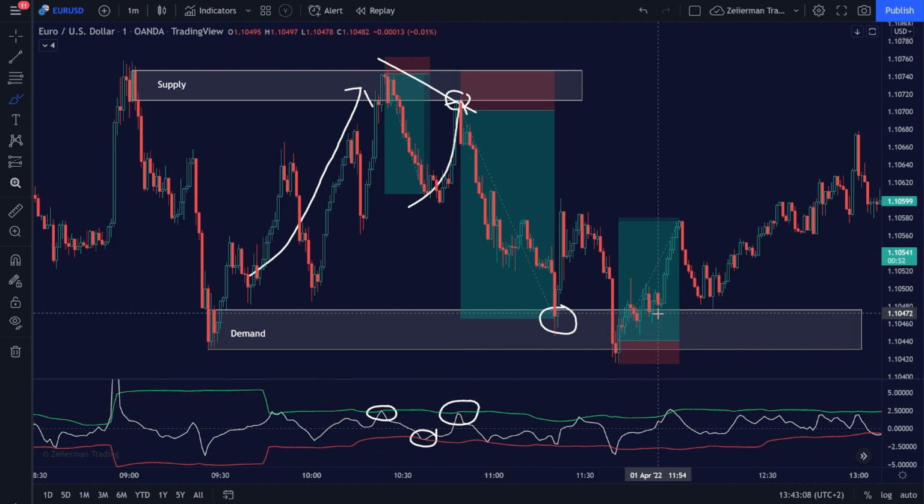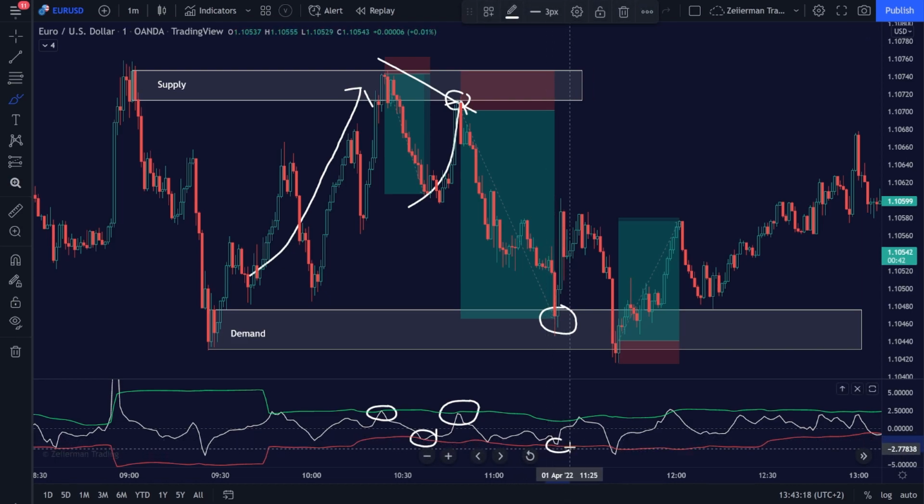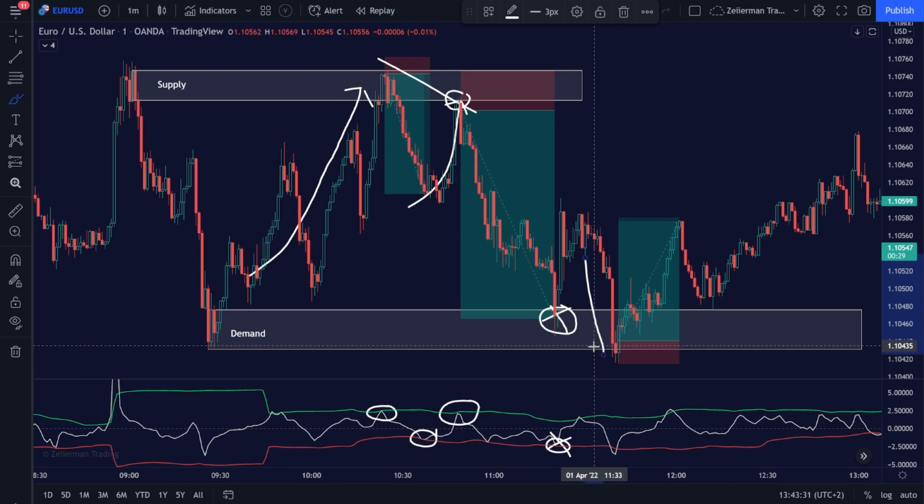And at the demand zone, we are looking for long entries. So in this case, the price does not peak under the lower line, so we do not enter long at this test of the demand zone. Instead, we wait and see what happens if the price comes back down again into the zone.